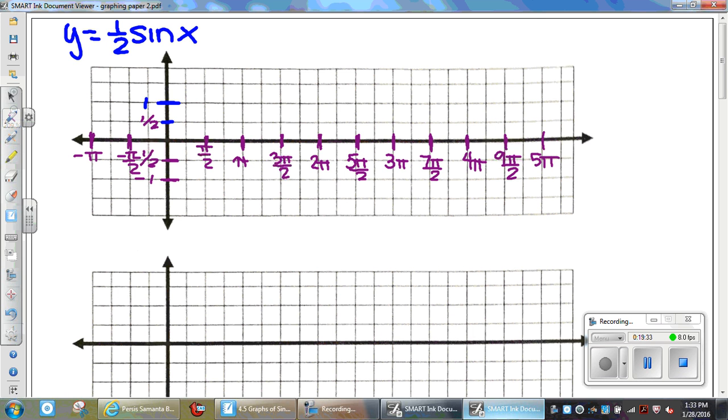All right, so we're going to graph the key points, our x-intercepts, starting with those. So those will be at 0, at pi, at negative pi, and at 2 pi. Now, our maximum point is going to be here at pi over 2. The maximum y value is 1/2, so that will be there. And the minimum point is going to be in between these 2 intercepts, and that will be here at negative 1/2. So I'm going to connect the points of the curve, and that will be one cycle.